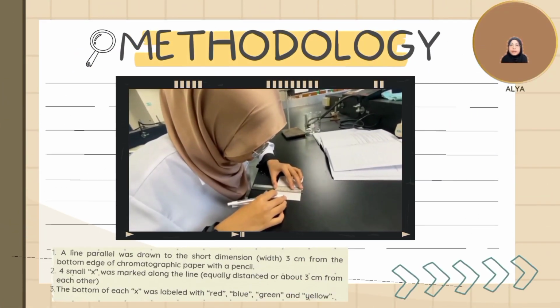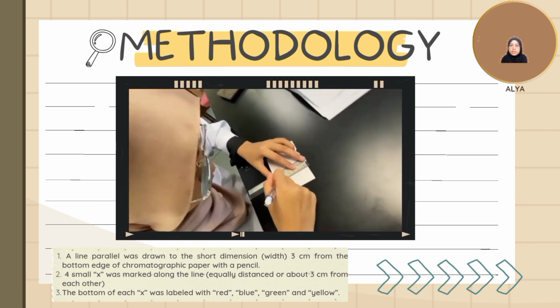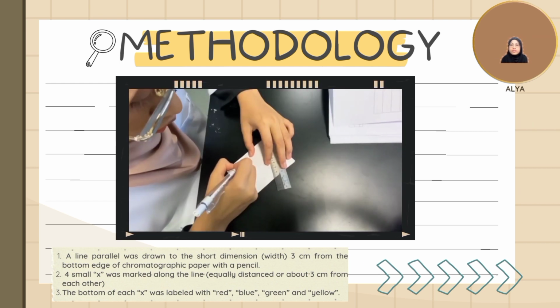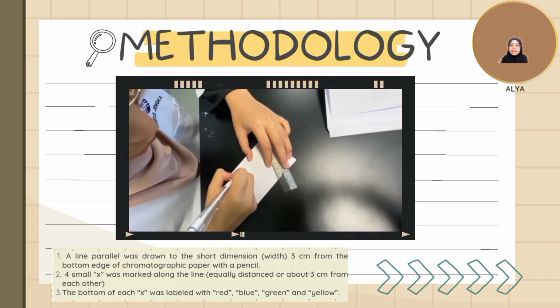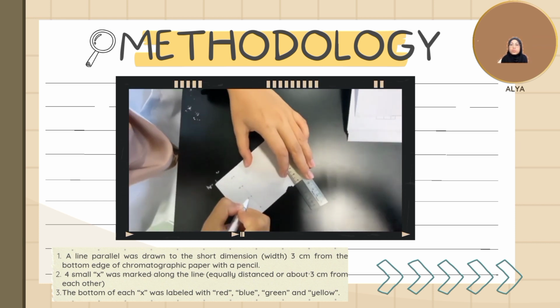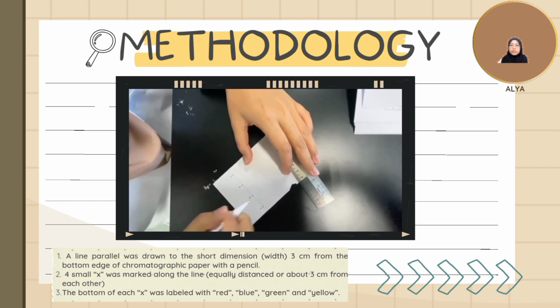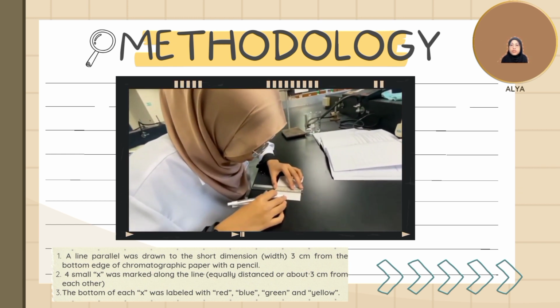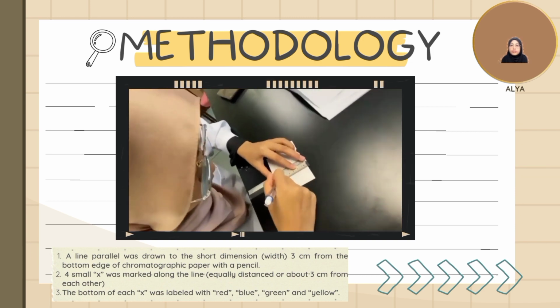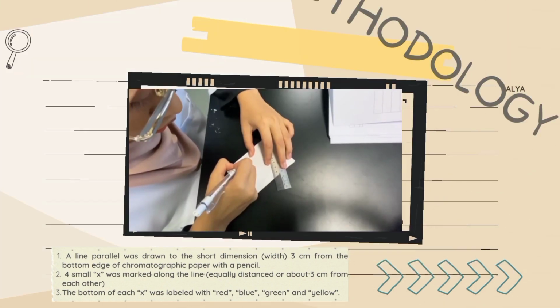First, a line parallel to the short dimension was drawn 3 cm from the bottom edge of the chromatography paper with a pencil. Then, 4 small X's were marked along the line, equally distanced, about 3 cm from each other. The bottom of each X was labelled with red, blue, green and yellow.